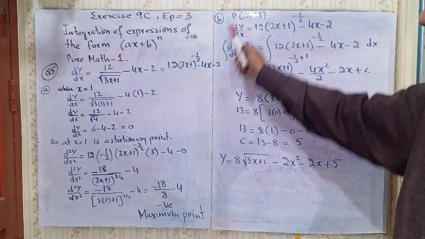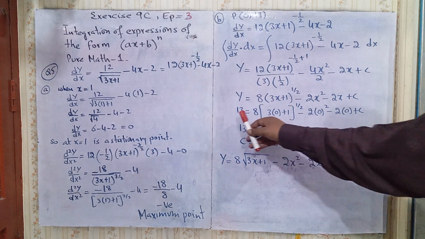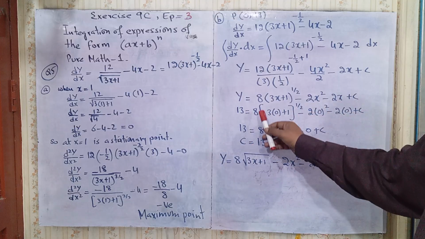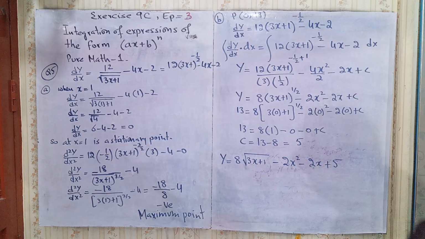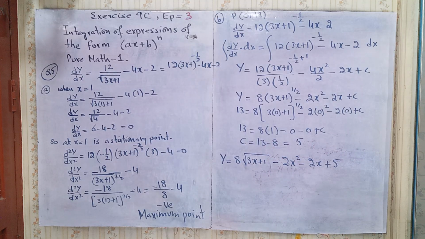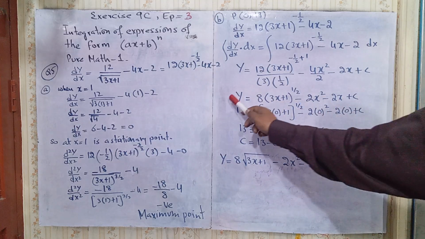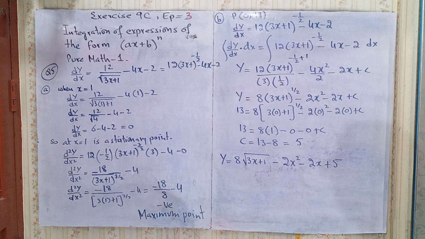Because the curve passes through this point, wherever x is, put 0, and wherever y is, put 13. So I substituted y and x in this expression, and I get 8 into 1, minus 0, plus c. So c equals 13 minus 8, so the value of c is 5. Now I know the value of c, so this is the equation of the curve. In place of c, I put 5. So y equals 8 times the square root of 3x plus 1, minus 2x squared, minus 2x, plus 5. This is the equation of the curve.